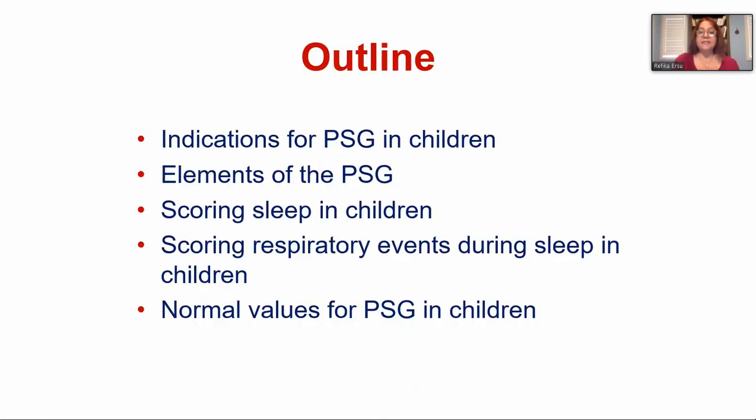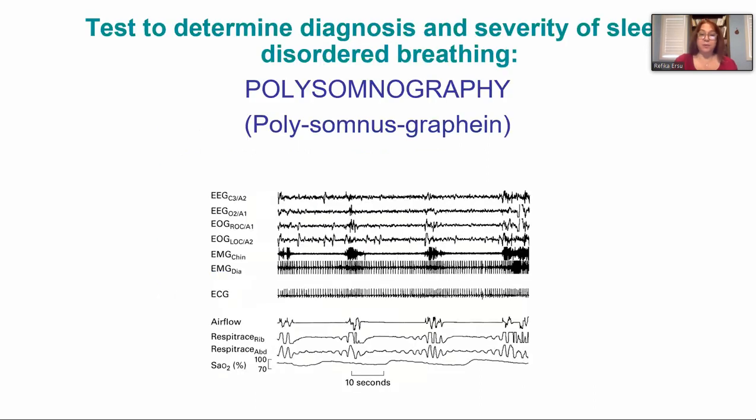We'll discuss the indications and the elements of polysomnography. We'll look at the scoring of sleep briefly. It's a very detailed scoring system, but I think it's important to know at least what kind of scoring we use. And then we'll focus a little bit more on respiratory events scoring during sleep, talk about normal values, and what the elements of a sleep study report are.